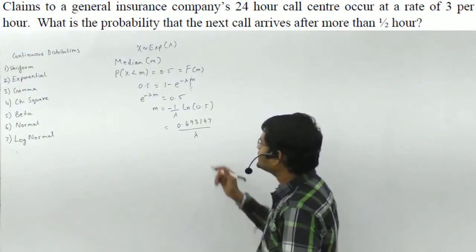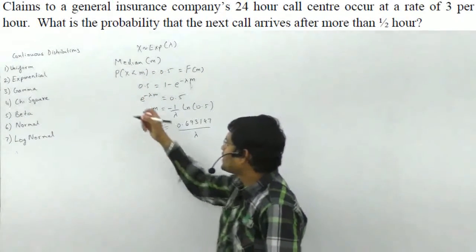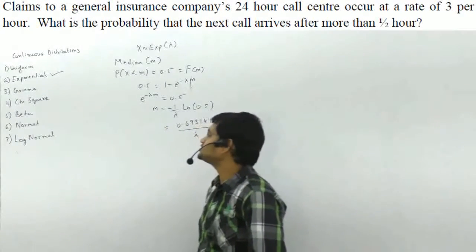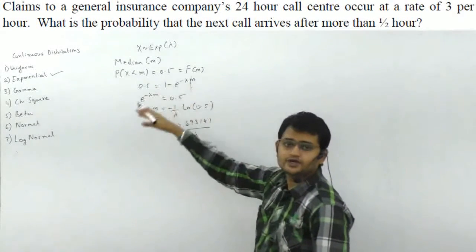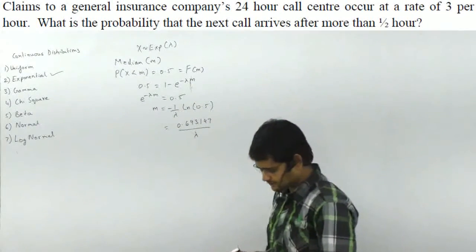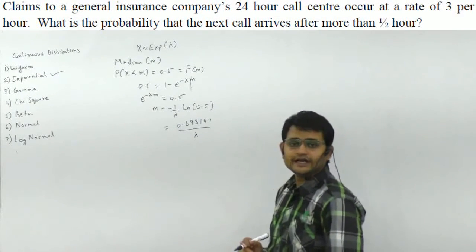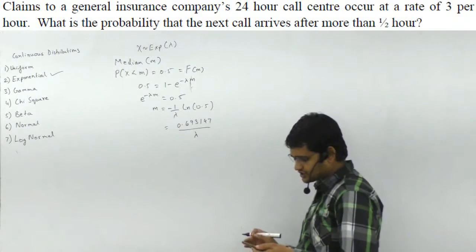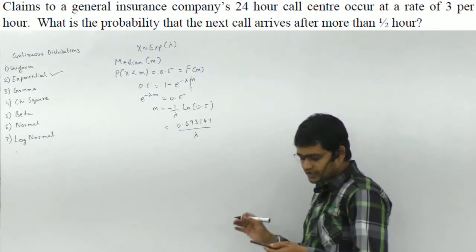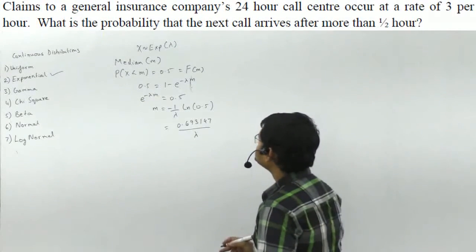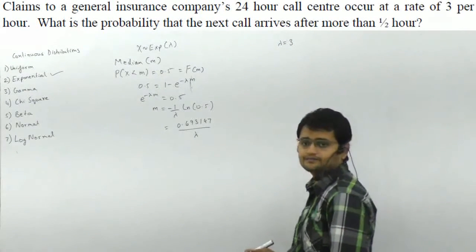Whenever you see a question on a continuous distribution, except for exponential distribution, every distribution will be specified, and it will say that this particular term follows this kind of distribution. For exponential distribution, you will always find a rate in the question. In this question, they say calls to the call center occur at the rate of 3 per hour. So there are 3 calls per hour, so our lambda becomes 3 per hour.